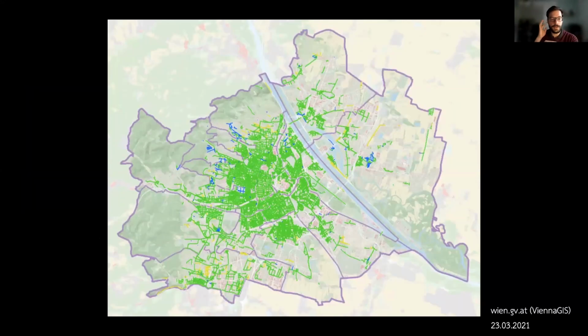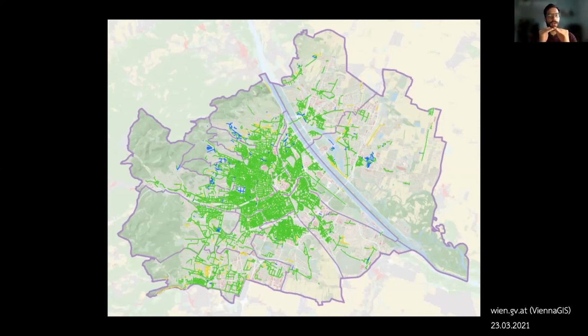Here you can see the map of Vienna. All the green points are these LEDs, which are now changed. The blue points are the last points more or less, which will be changed in the future. But now let's think about that. I nearly come to the end of my talk.